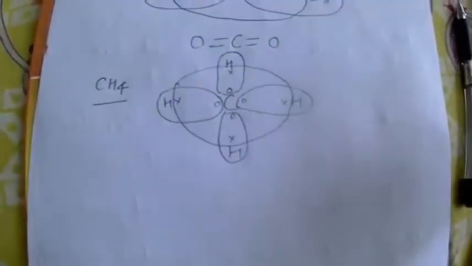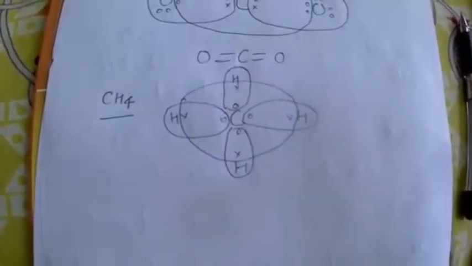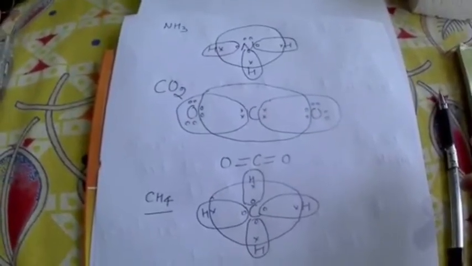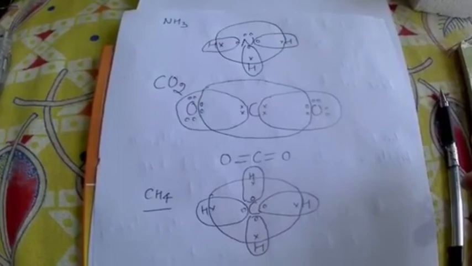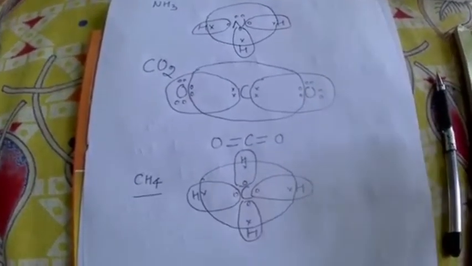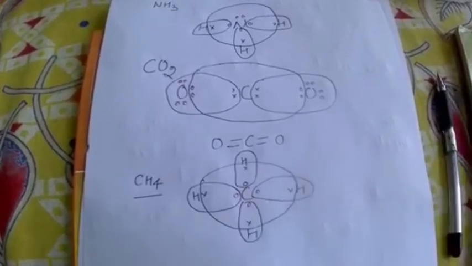So here I am going to finish my video, and in the next video we are going to discuss coordinate bonding. I hope you understand covalent bonding, and these are the 3 structures you can see at one look. I hope you understood, and you will try to do other questions from this.